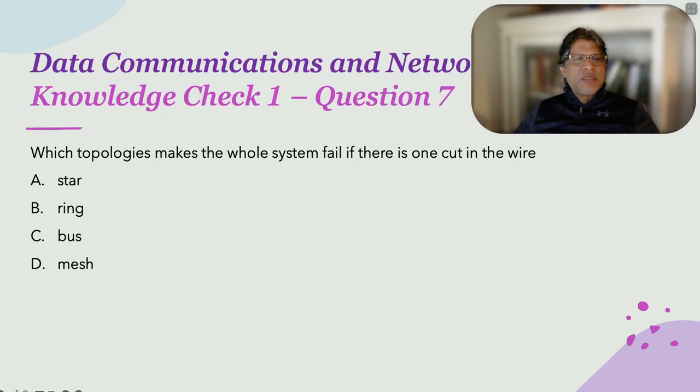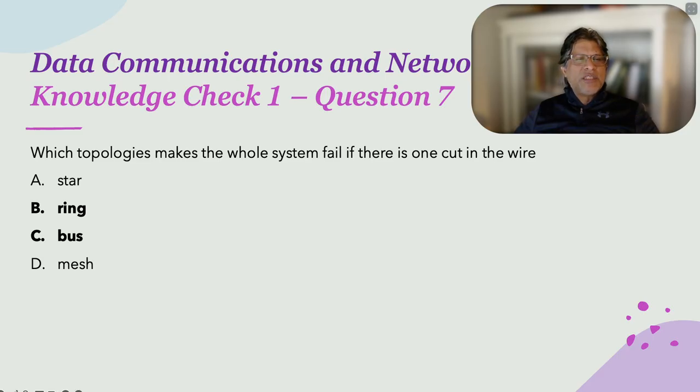Okay, let's look at question number 7. Which topologies make the whole system fail if there is one cut in the wire? Once again, there are multiple answers to this question. Is it the star topology, the ring topology, the bus topology, or the mesh topology? There could be more than one answer in here. And the answer is the ring and the bus.